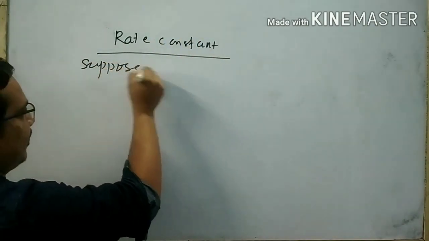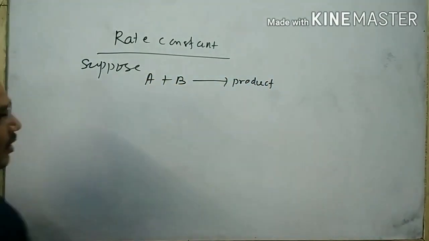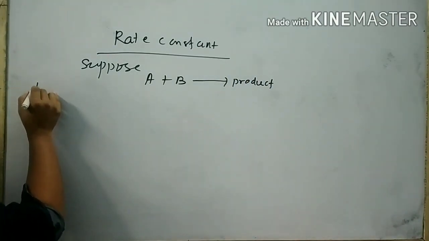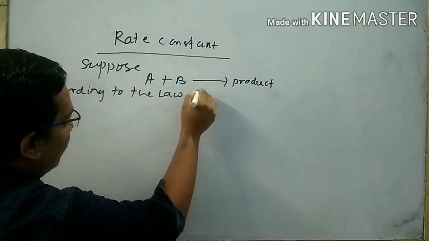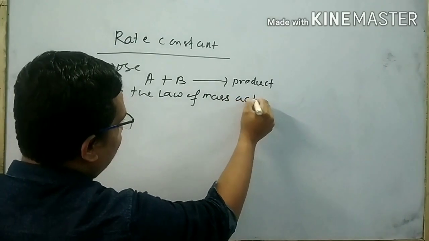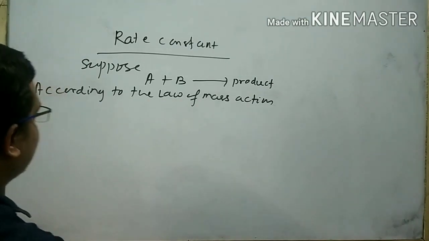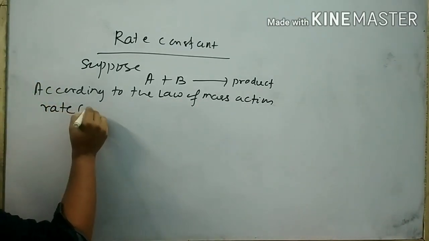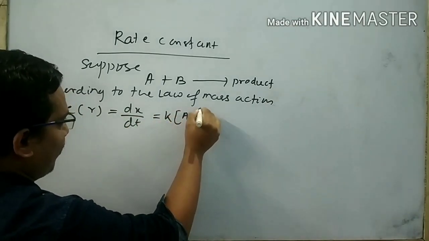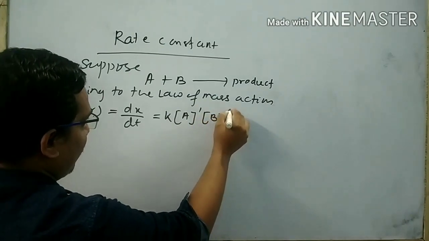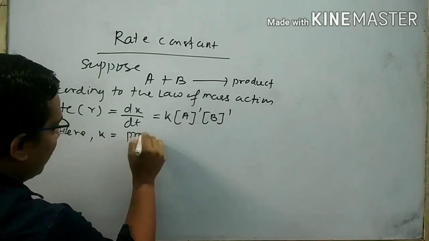Suppose I take a reaction A plus B gives a product. According to the law of mass action, which is already covered in the first year course, the rate R is equal to dx by dt, equal to k into concentration of A power 1 into concentration of B power 1, where k is the proportionality constant.